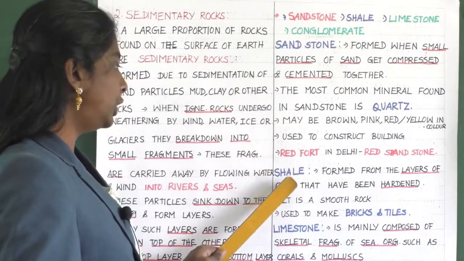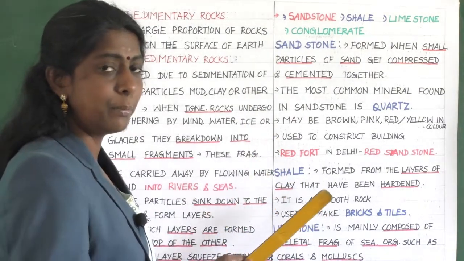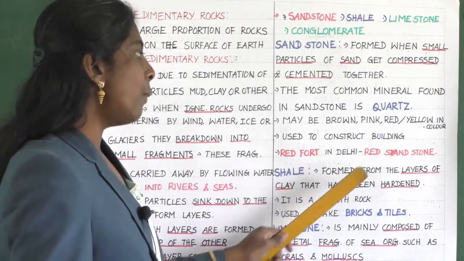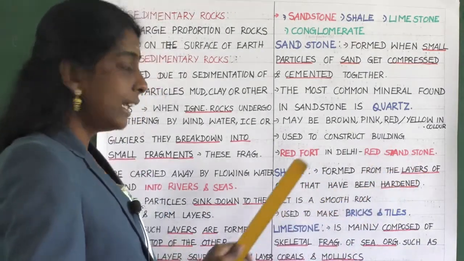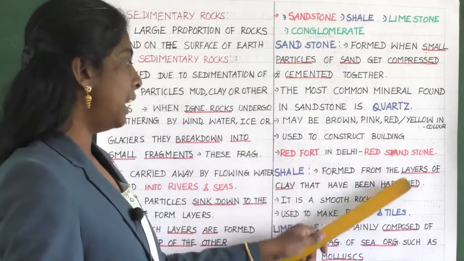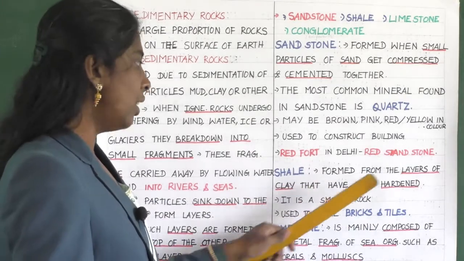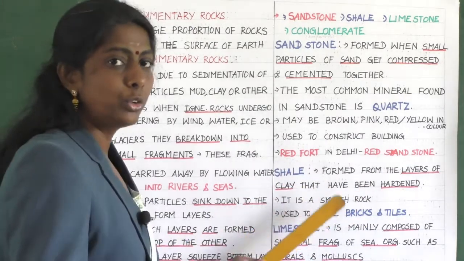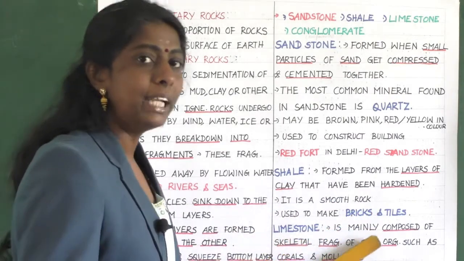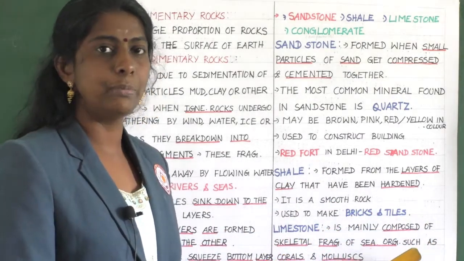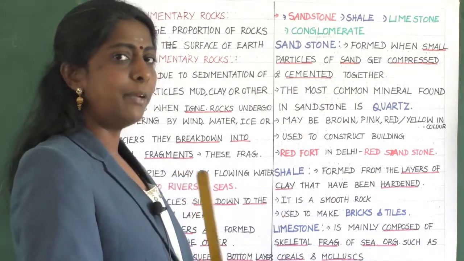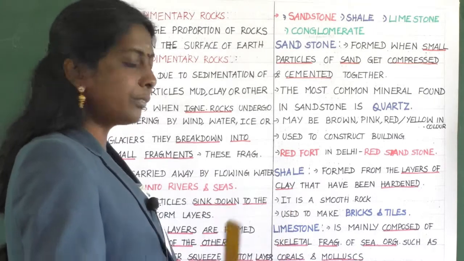Next is shale. This is the second type of sedimentary rock. Shale is formed from layers of clay that have been hardened. Generally, it is a smooth rock. It is used to make bricks and tiles. Clear?